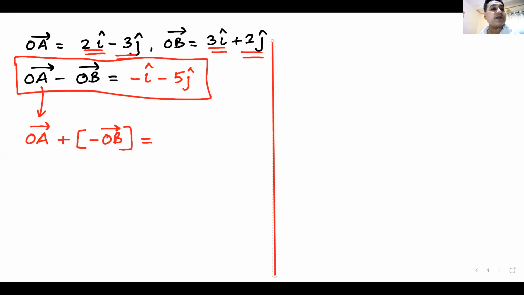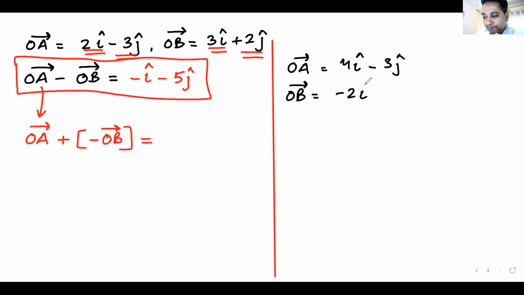One more question coming your way. I hope you can do this. I have the OA vector, 4i minus 3j. I have the OB vector, 2i plus j. We have to find the OA vector minus the OB vector. I hope I will get all correct answers this time. Everyone will be attempting it.